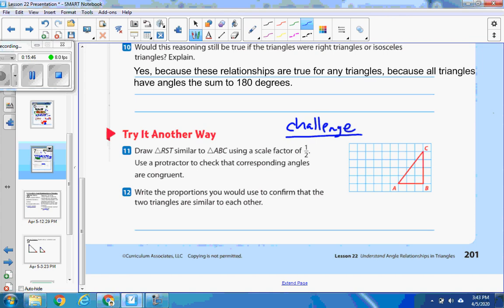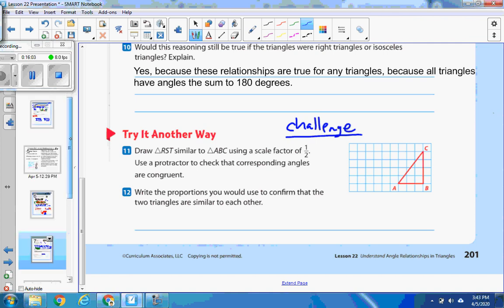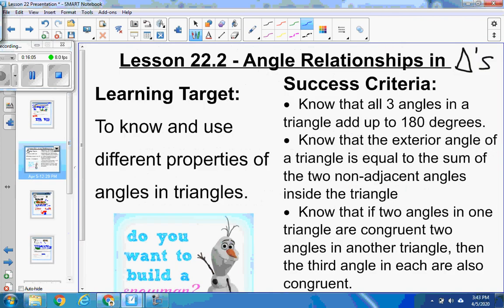You can multiply the side lengths by it to figure that out. If you have a protractor, you can check the angles, but one thing that should happen is that the angles should still be congruent. It's just the sides become half the size. That's what we're going to leave off for today for lesson 22.2. Again, we were really going in depth about these different properties of angles and triangles.